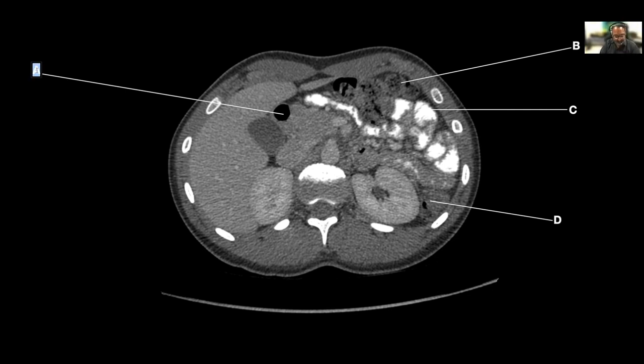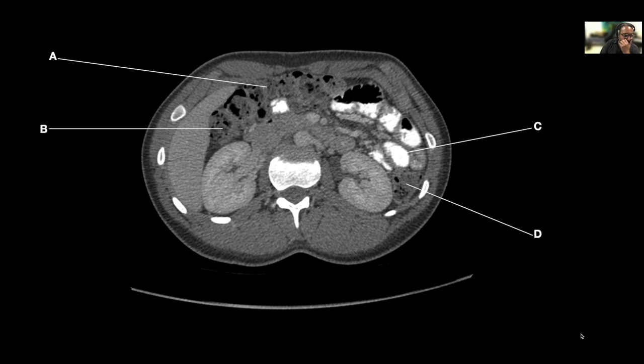Yep, it is the first part of the duodenum. Good job. B is transverse colon. That's correct. Yep, these are jejunal loops. D is descending colon. Correct. Very well done.